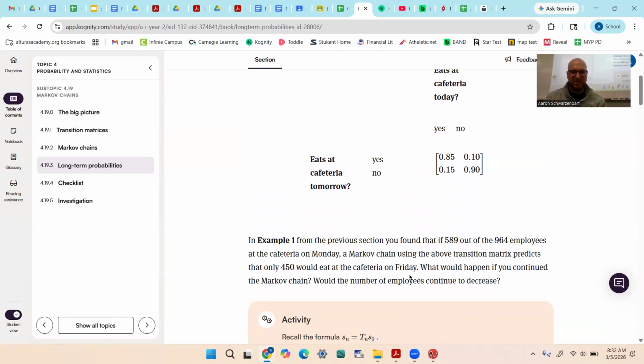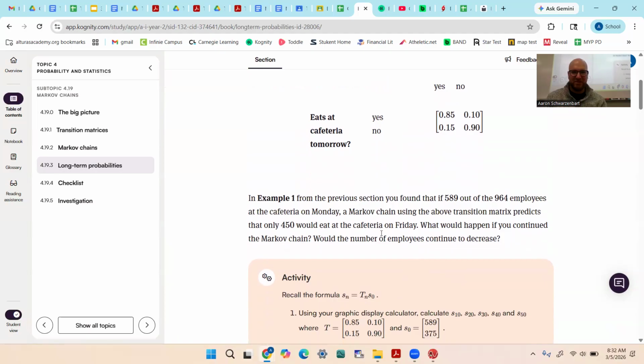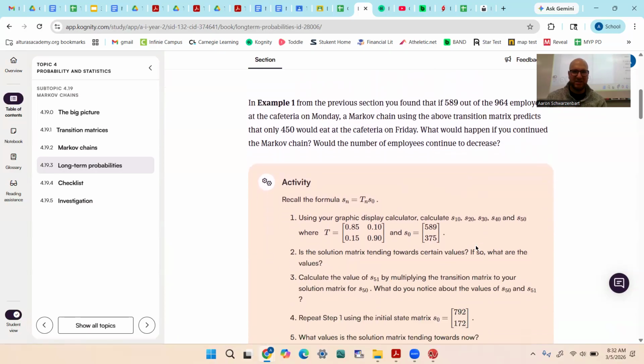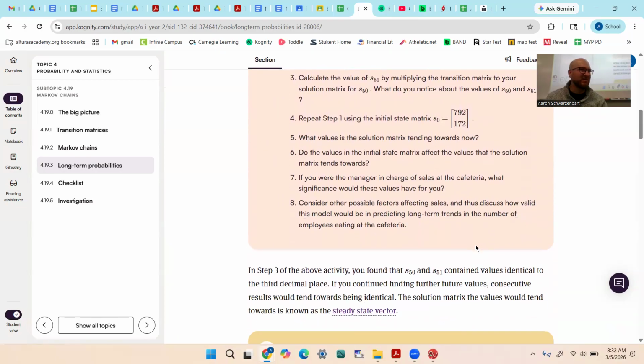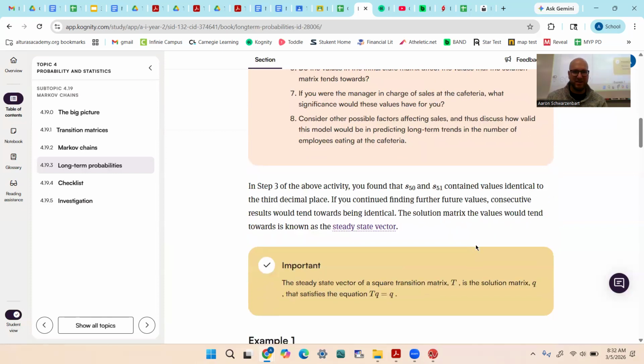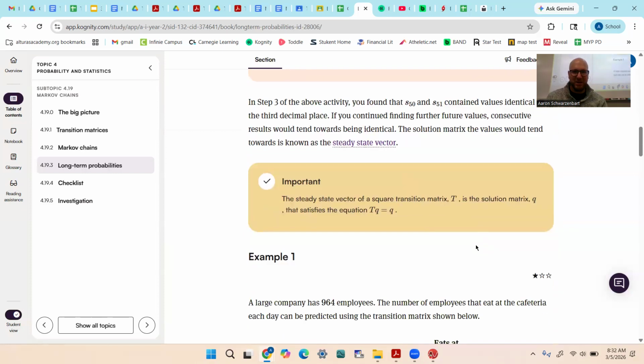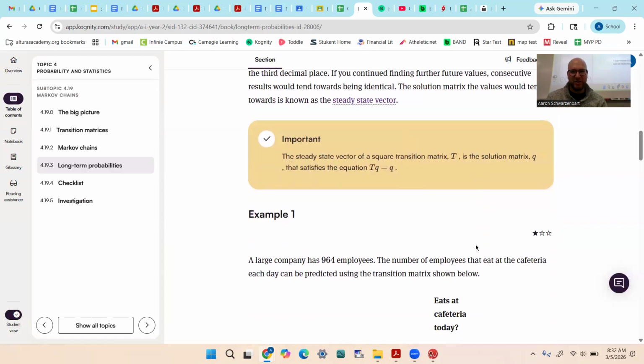So we got that 450 at the cafeteria. What would happen if we continued this? I'm going to do it with the steady state vector, and then we're going to go back and do T to the 1,000 times that matrix. That makes sense? And show that it's going to be basically the same thing. But there will be points awarded if there's a problem like this for showing it this way.